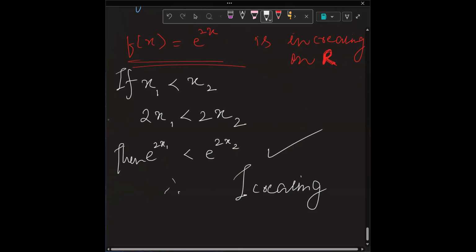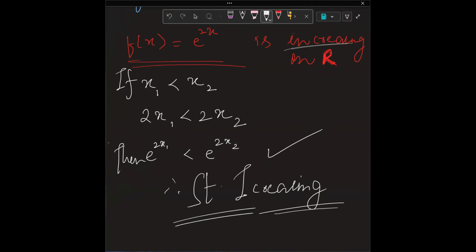Just strictly increasing, right? Yeah, it should be strictly increasing. Although it is asked in the question just about increasing, in the answer you can write strictly increasing.